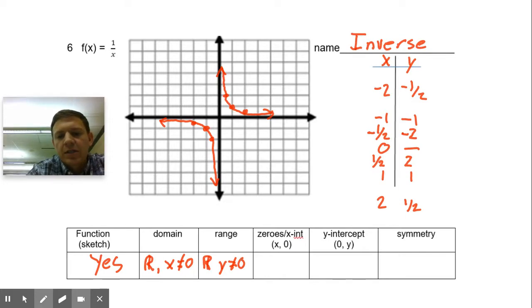Where does it cross the x-axis? It doesn't, so there's no x-intercepts. Where does it cross the y-axis? It doesn't, so there's no y-intercepts. That is an inverse function, or inverse rational function you might see sometimes.